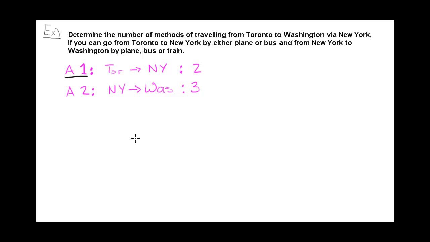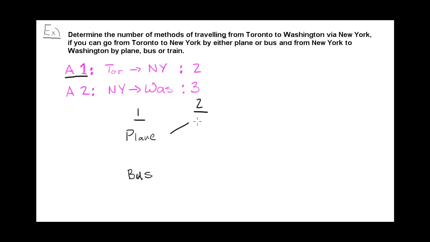So for action 1, we can go by plane or by, I believe it was, bus. So this will get us from Toronto to New York. So this is action 1. Action 2, we have three options. So from each of the options in action 1, we're going to start a branch, sort of the branch of your tree, to illustrate action 2.